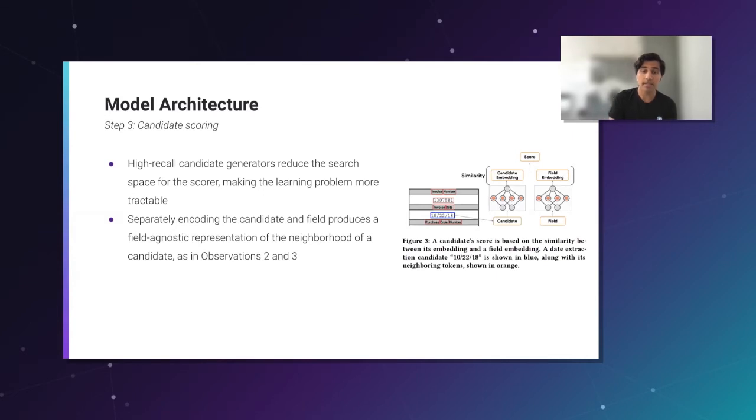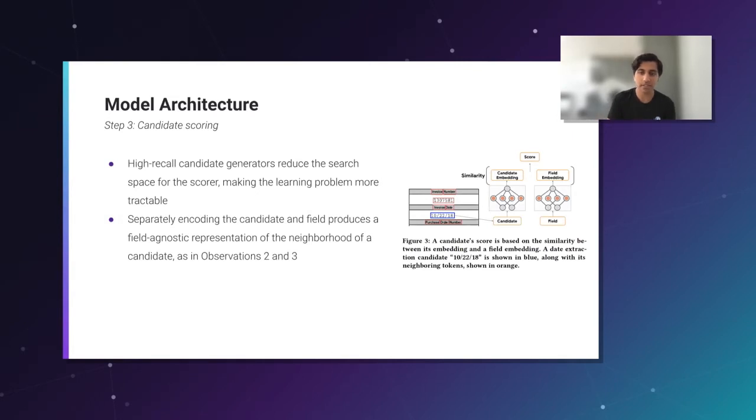And separately encoding the candidate and the field produces a field agnostic representation of the candidate, of the neighborhood of the candidate, which is useful because, as in observations 2 and 3, the most indicative factor in determining whether a candidate is associated with a field is its neighborhood. And so embedding that neighborhood is important. And there is some intuition behind why this neighborhood might be ultimately useful in determining if a candidate is the right value for a field.